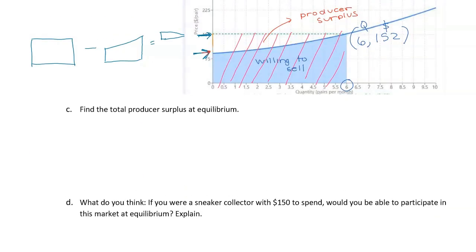So first I want to find the area of this rectangle, which is not too hard to do. It's easy to find the area of a rectangle. It's just base times height. The base is 6 and the height is 152. So the area of the rectangle will just be 6 times 152. Now I need to find the area under the curve.